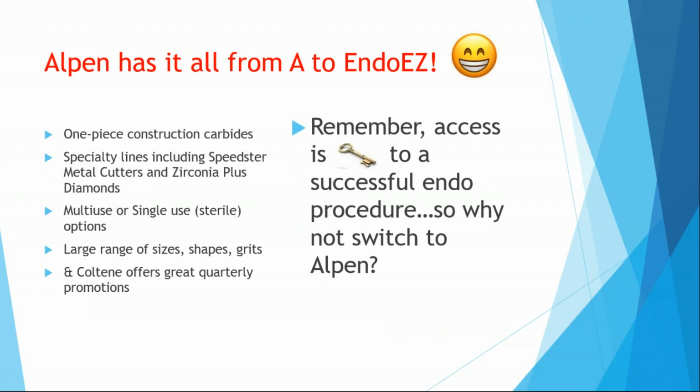So Alpen has it all, from A to Endo Z. Going back to our Alpen construction, it's a 1-piece carbide construction. We have many different specialty lines, from our Speedsters to our Zirconia Plus, from our multi-use diamonds to our single-use diamonds.